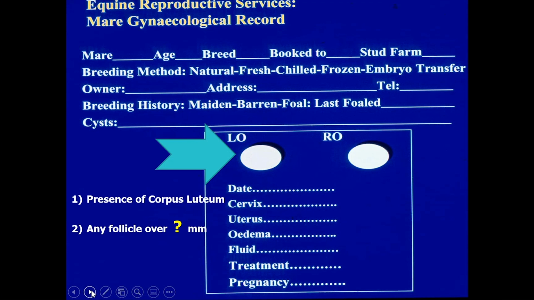Then we come on to follicle. And I put any follicle over ? millimeter. What size do you think we should begin to record the follicle?